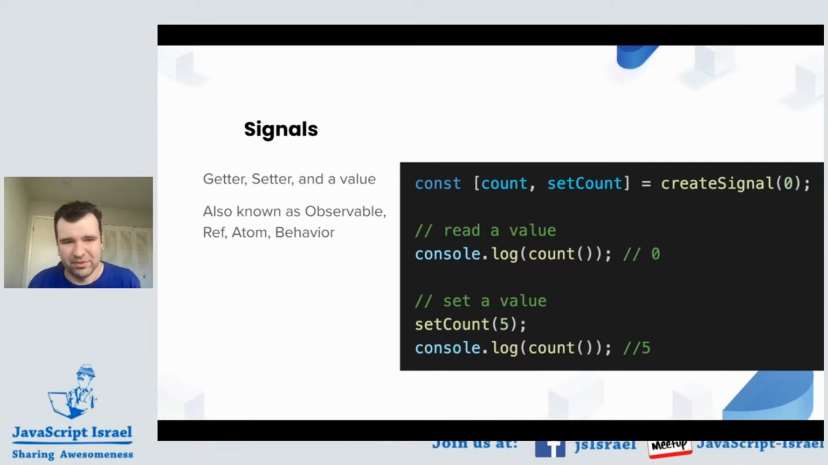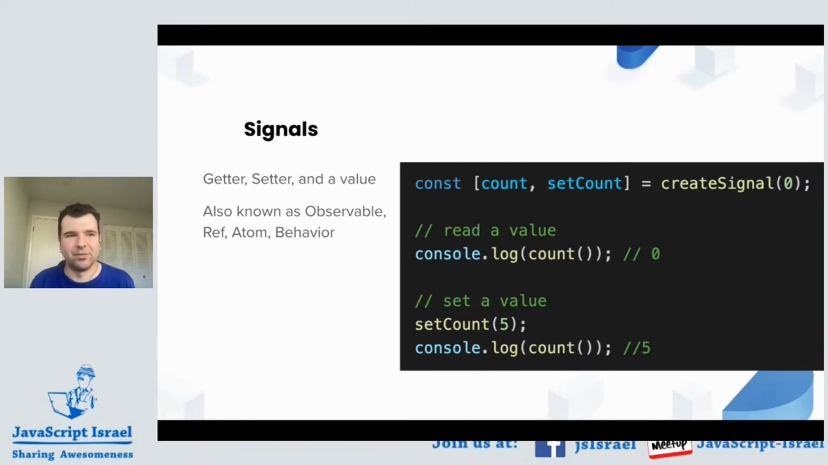So as you can see, it's really just a getter, setter, and a value. In the simple example, I'm just console logging by calling the function and reading the count, which we initialize to 0 at the top. And then if I set a new value, I can read it there. The truth is, these are found in almost every framework in some kind of form. You might have seen them as observable, or ref, or atom, or behavior. But essentially, there's this idea of trackable reactive state.